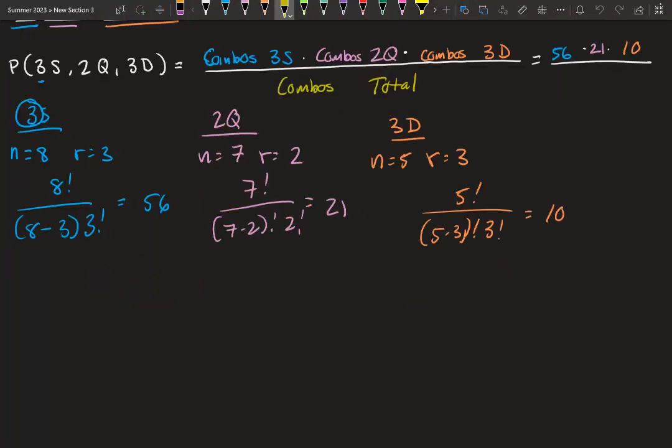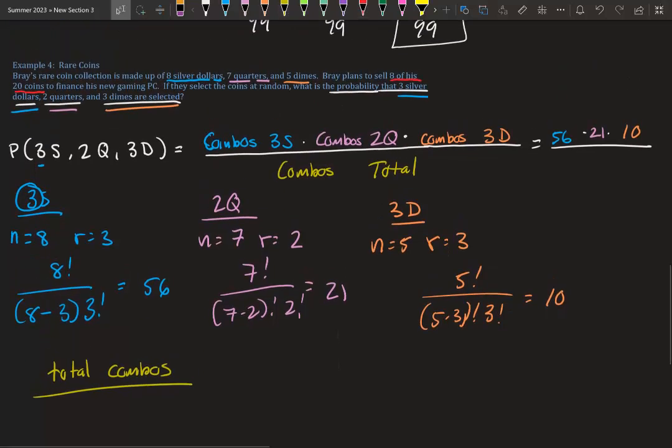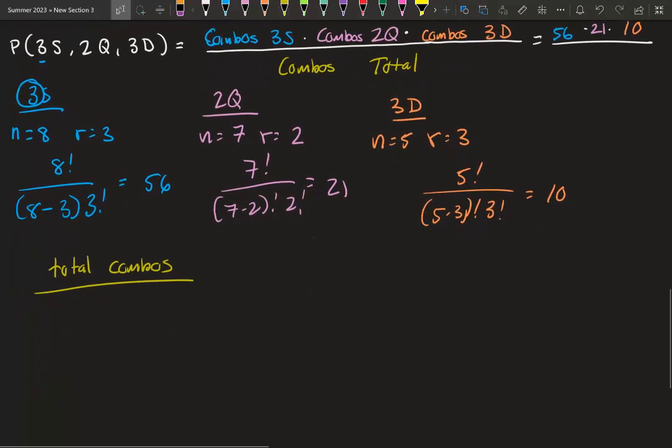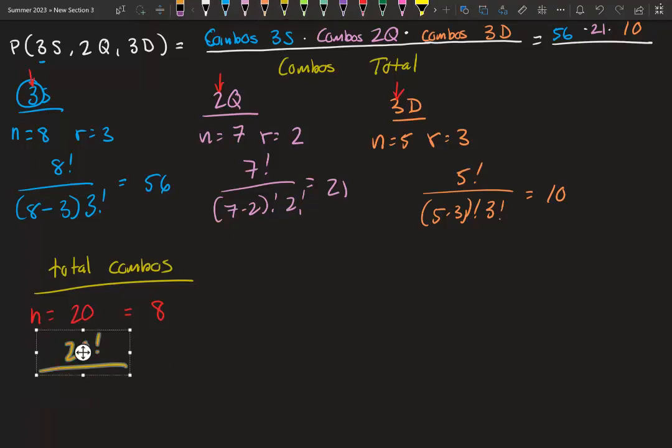All right, now we need to find the total combinations of all of them. So it told us that we're picking 8 out of 20 coins. So we have 20 coins to pick from, and we're selling 8 of them. Also, 3 plus 2 plus 3, that's 8. So our total combination, we have 20 factorial over 20 minus 8 factorial, 8 factorial, and we get 125,970.